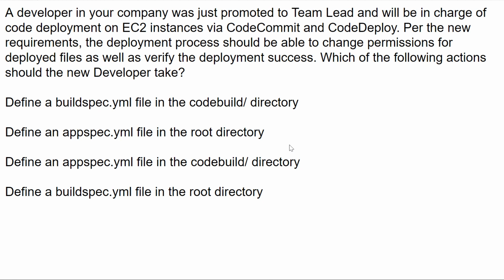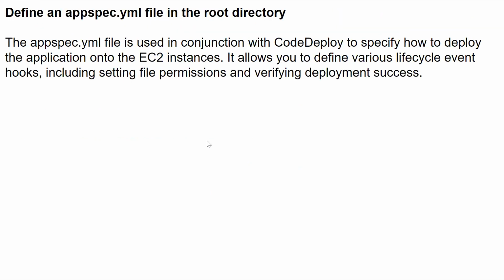Define a buildspec YAML file in the CodeBuild directory, define an appspec YAML file in the root directory. Define an appspec YAML file in the CodeBuild directory, define a buildspec YAML file in the root directory. Define an appspec YAML file in the root directory.